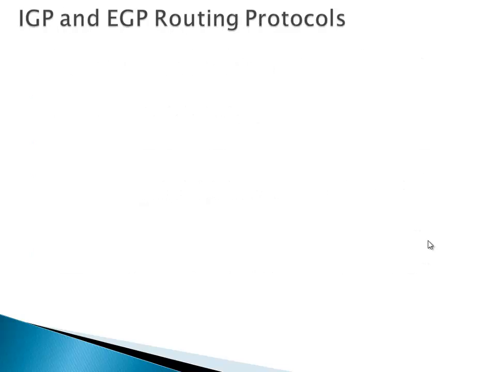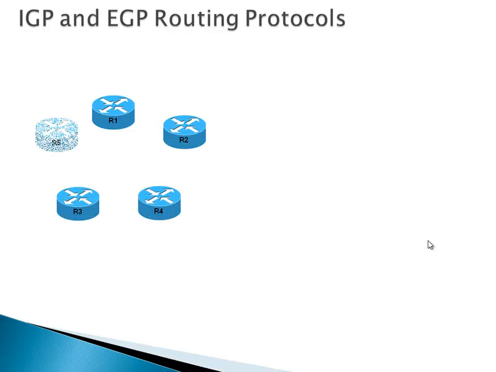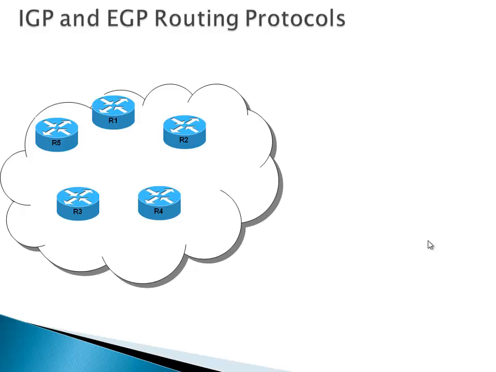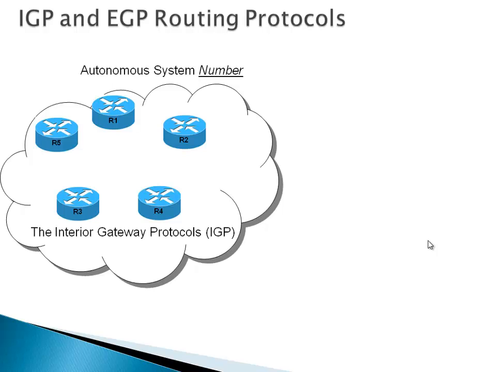IGP and EGP, so interior gateway protocol and exterior gateway routing protocol. I want you to imagine that we have a network with, say, 5 routers: router 1, router 2, router 3, router 4, and router 5. This is our business, our cloud. To other businesses in the world, we can represent ourselves with an autonomous system number. This is the number that we purchase to represent ourselves to other networks or to the internet. This is our AS number. Inside the AS, we can run interior gateway protocols, IGP.